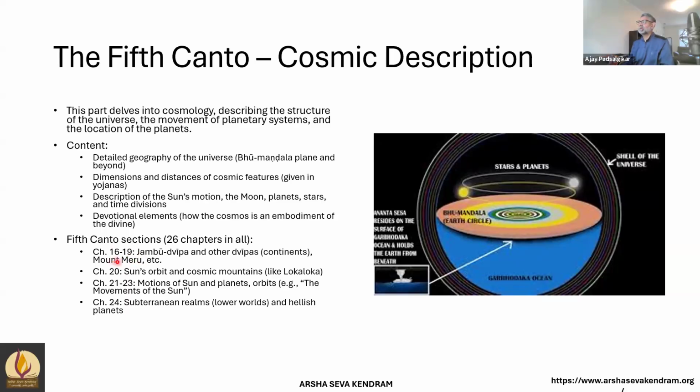Chapter 16 to 19 talk about the Jambu Dvipa and all other Dvipas. And again, I will talk about those Dvipas and what they actually mean. Chapter 20 talks about the orbit of the sun. 21 to 23 talks about the motion of the planets. And 24 talks also about what is known as the Garbhodaksha Sagara, that is the ocean or the subterranean ocean that is below us.